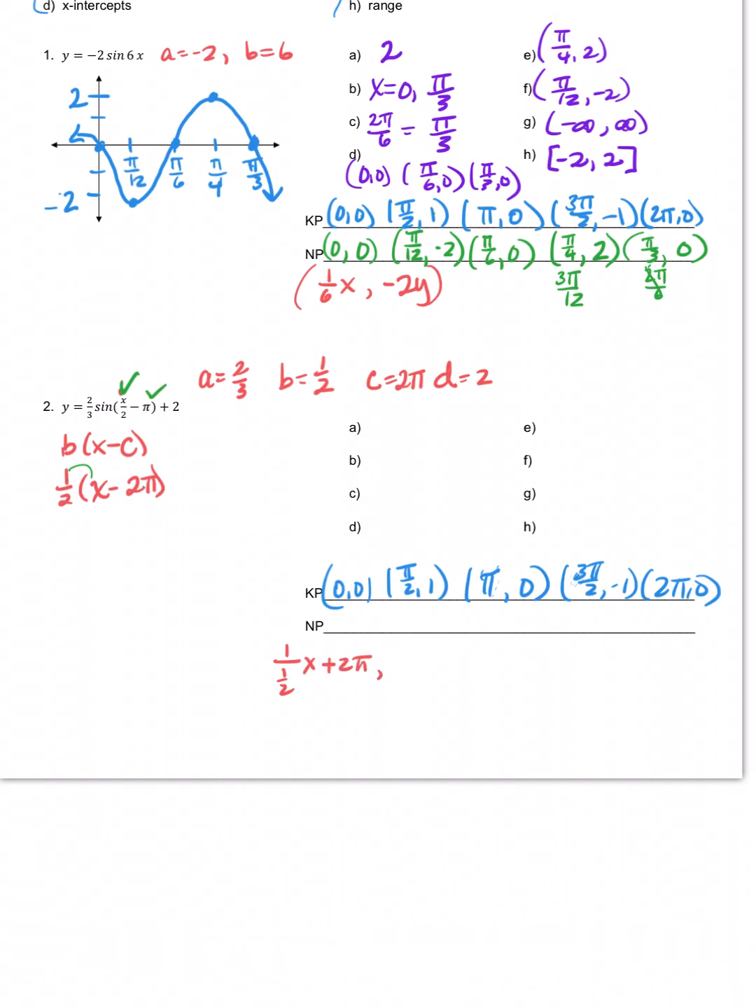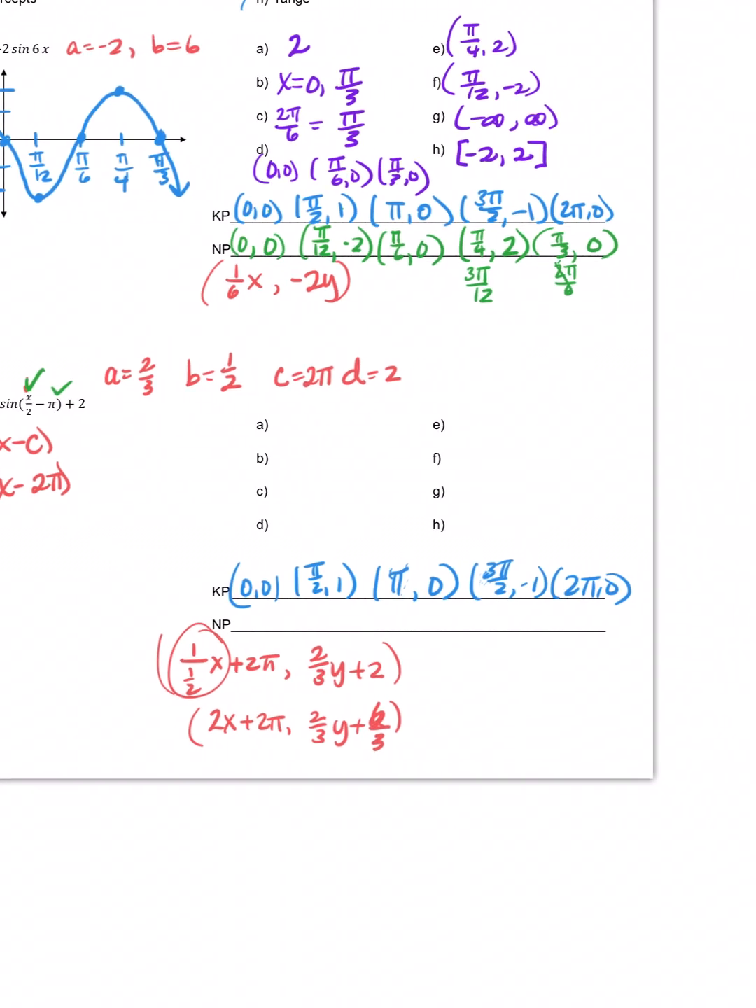We'll clean that up in a moment. And then 2/3 y plus 2. Okay, so what does this do? Well, that really just means 2 times x plus 2 pi, and we'll have 2/3 y plus 2. All right, now I'm going to go ahead and make that 2 a common denominator, so this would be 6/3, just for ease of calculation.